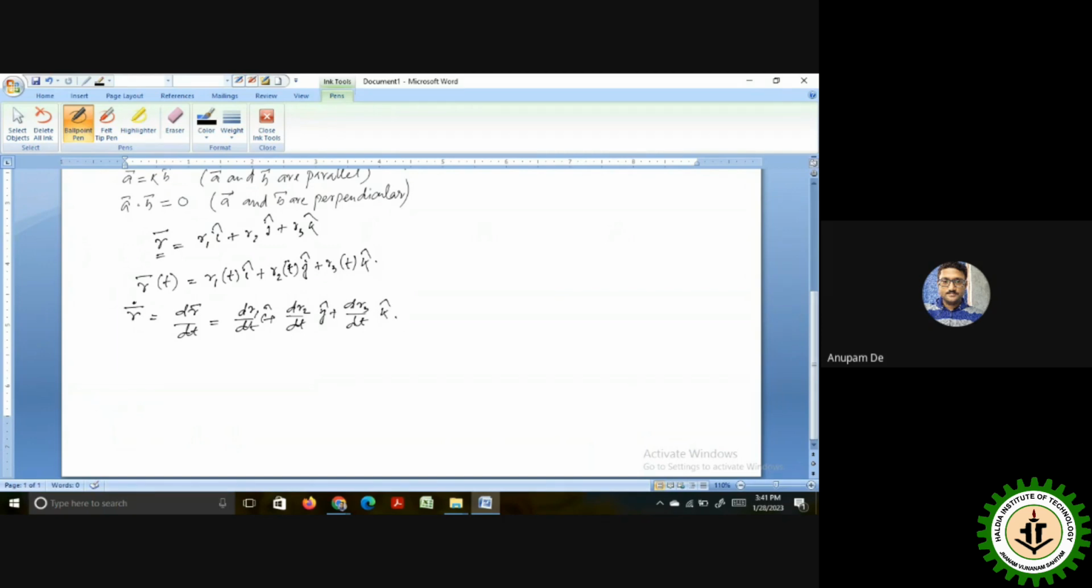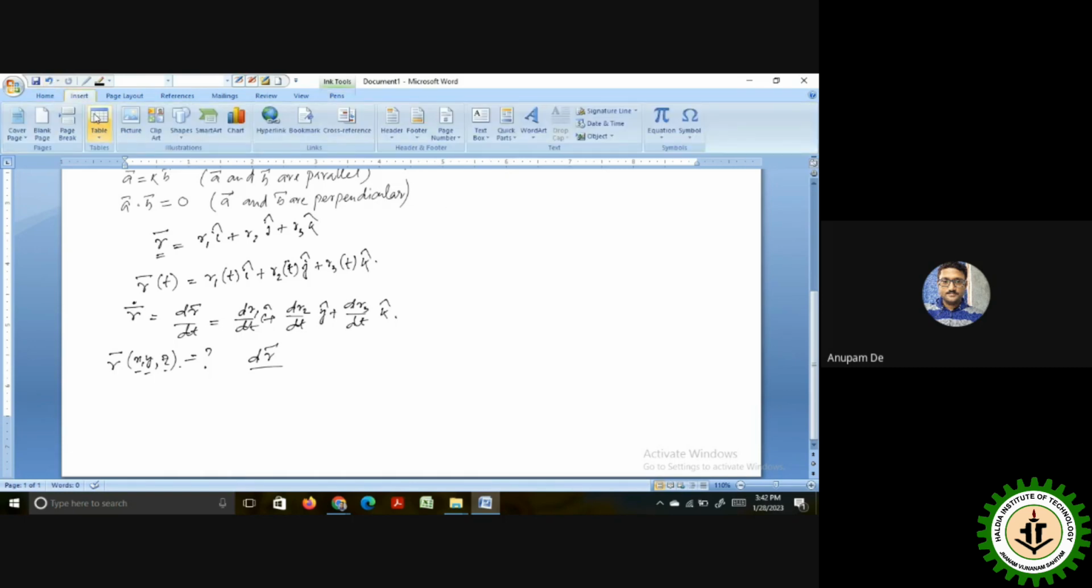But if this r becomes a function of three variables x, y and z, in that case what are you going to do? How to define the dr by something, because here you have three different variables. What about the derivative of these vectors? So these will be dealt with by vector calculus. Just let me insert some more pages here.